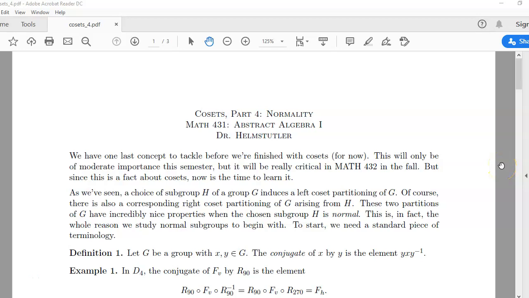So let's start with the last thing that we need to know about cosets for now. This lecture is on the concept of normal subgroups, and this will be of moderate importance for us this semester, but it's going to be really important in the fall if you take Math 432. But this is really just a fact about cosets within a group, and so since we're doing that now, I think now's the time to learn it. So let's begin.